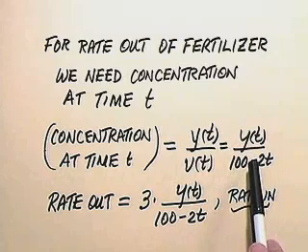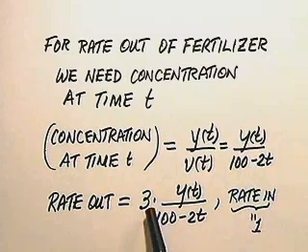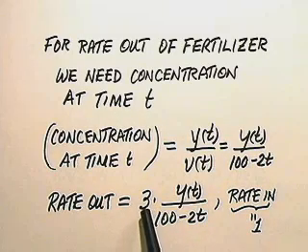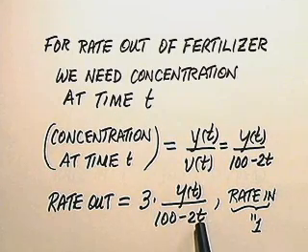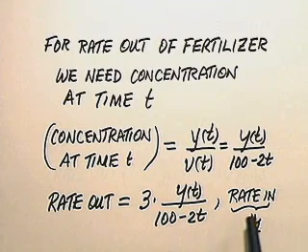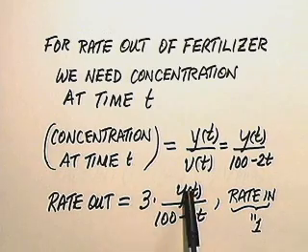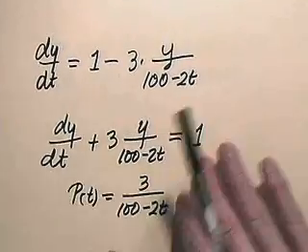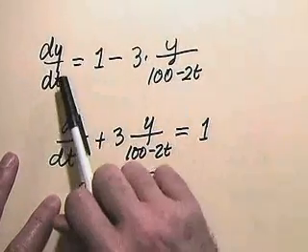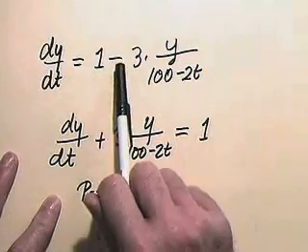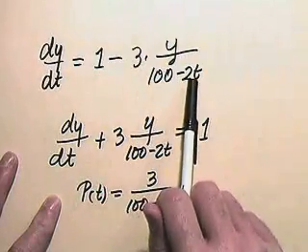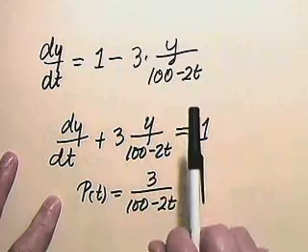So that's the concentration in pounds per gallon, and so if 3 gallons is going out per minute, that means 3 times y of t over 100 minus 2t is the rate out, whereas the rate in, remember, is simply 1. We already figured that out. So that means dy/dt is the rate in, 1, minus 3y(t) over 100 minus 2t. In symbols, dy/dt equals 1, the rate in, minus 3 times y over 100 minus 2t. Remember, this we figured was the rate out.